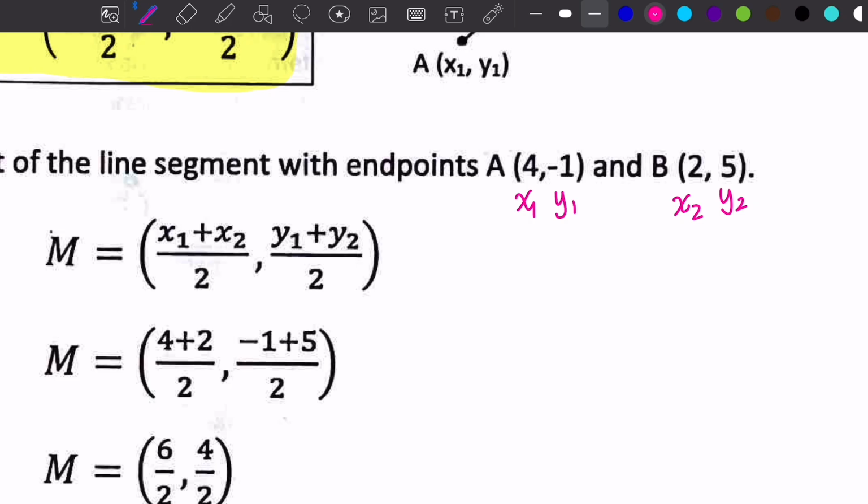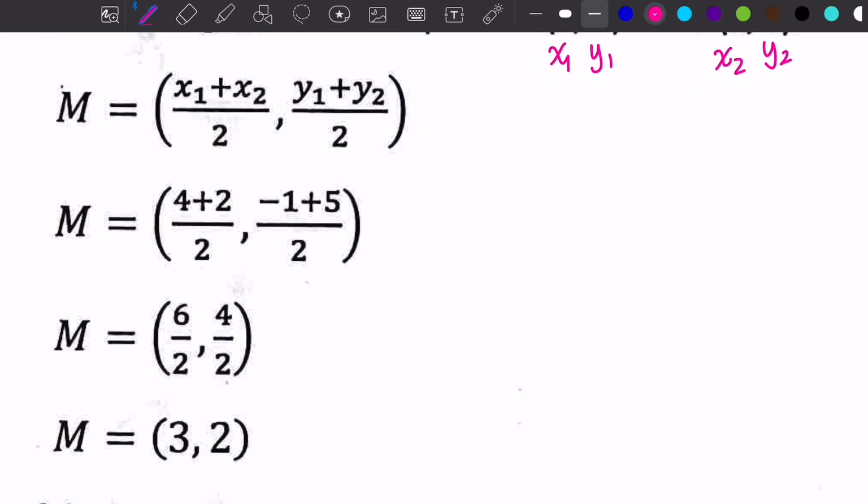So I took my x coordinates and I said, okay, 4 plus 2 divided by 2, which is going to give me 6 over 2. And then same thing, -1 and 5 for my y's, and I'm going to divide that by 2. And then you see that these can simplify to 3, 2. So you're solving for a coordinate point. That's what you're going to end up with, a coordinate point.